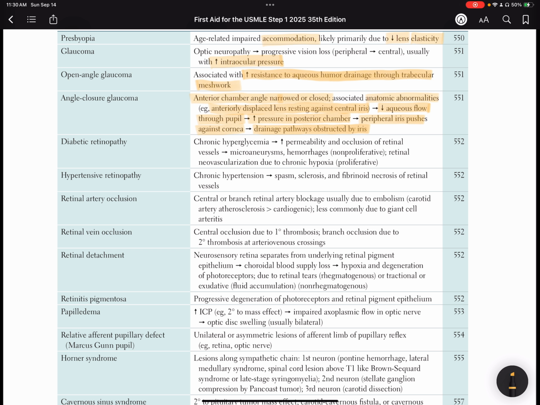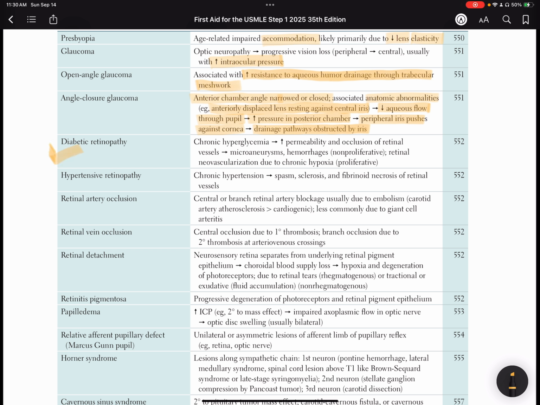Angle closure glaucoma is caused by anterior chamber angle narrowed or closed, associated with anatomic abnormalities. Example, anteriorly displaced lens resting against central iris, leading to decreased aqueous flow through the pupil, increased pressure in the posterior chamber, leading to the peripheral iris pushing against the cornea, with drainage pathways obstructed by the iris.